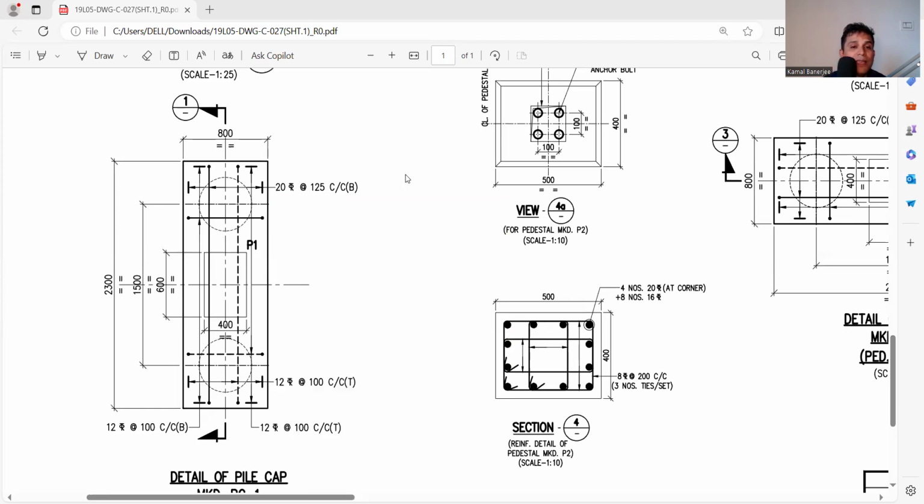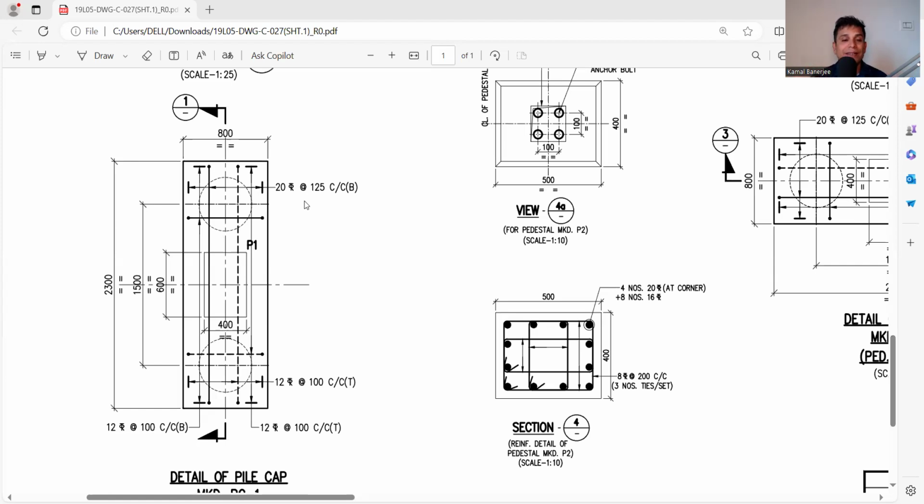Now, see, there are reinforcement details available. Here there is a firm line and another is a dotted line. The firm one is for the bottom and the dotted for the top. For the firm line, find this bar from here to here, that means in the longer direction, from this point to this point it is 20 torr at 125 center to center. So the longer direction bar is 20 torr at 125 center to center in the bottom.